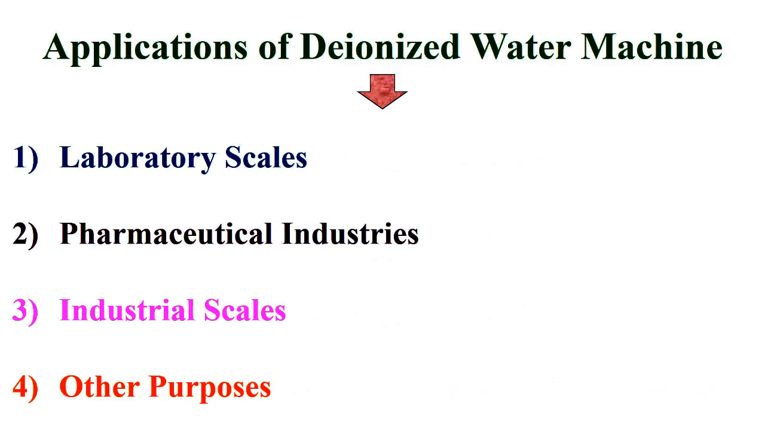Finally, the deionized water machine is used in laboratory scales, pharmaceutical industries, industrial scales, and for other purposes.